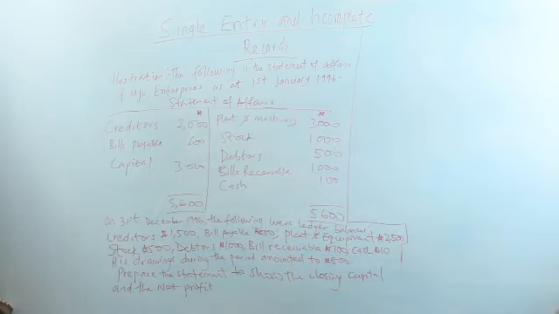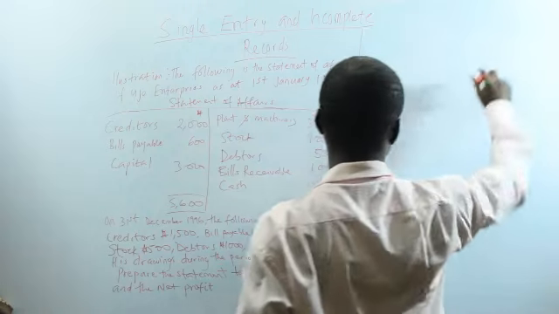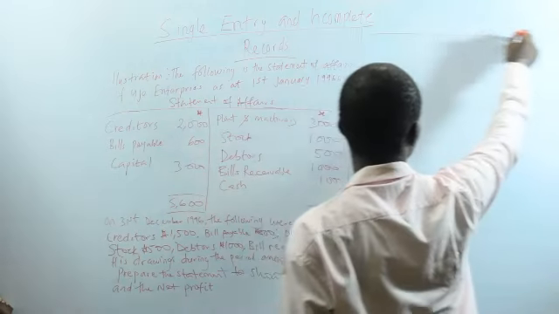So on 31st December 1996, the following were ledger balances. We have the creditors balance, we have the bills payable balance, we have the plant and equipment and assets, we have each of the balances. So the drawings during the period amounted to 800. We prepare the statement to show the closing capital and the net profit. So we can prepare the statement of affairs as at 31st December 1996.